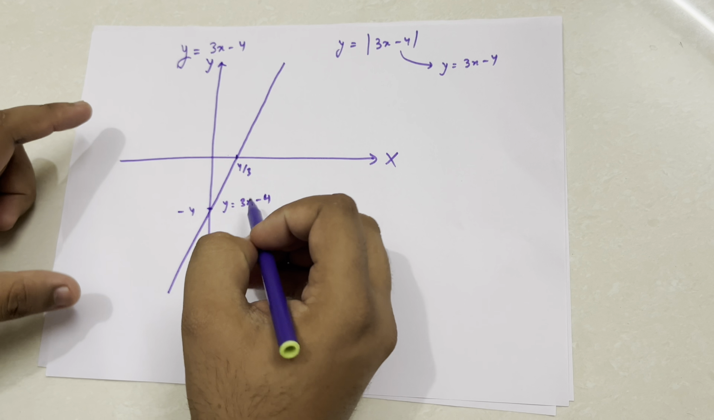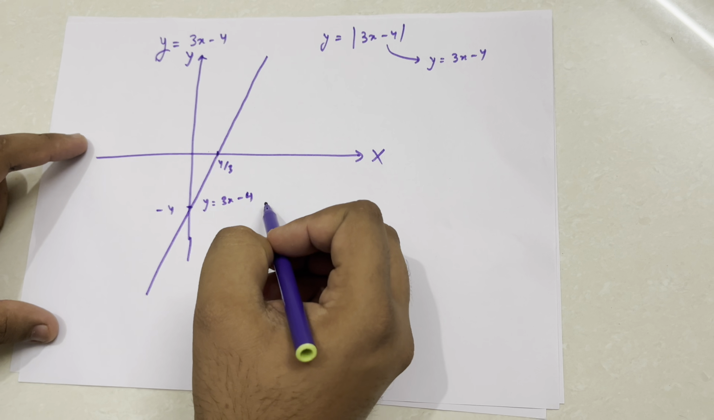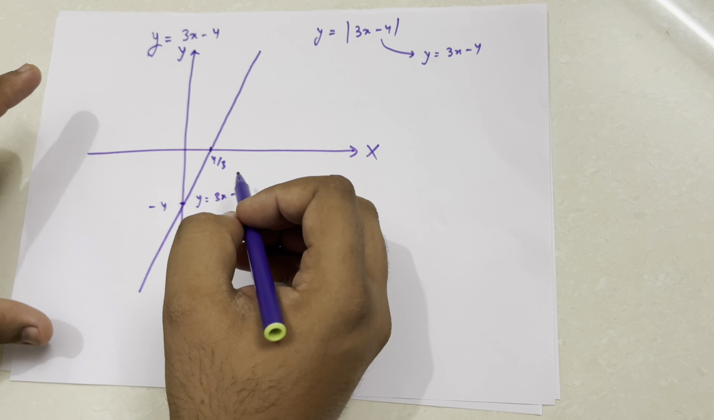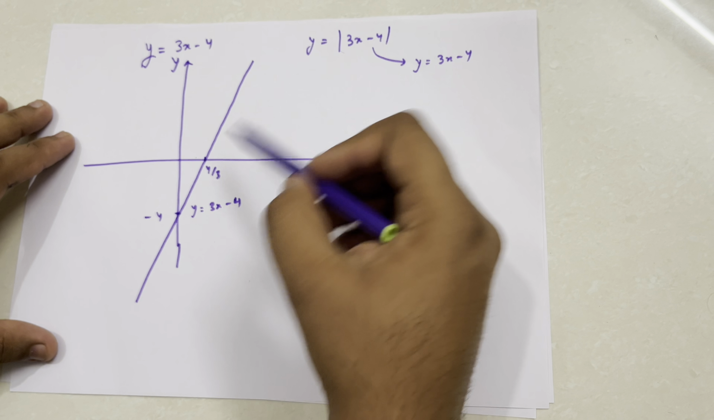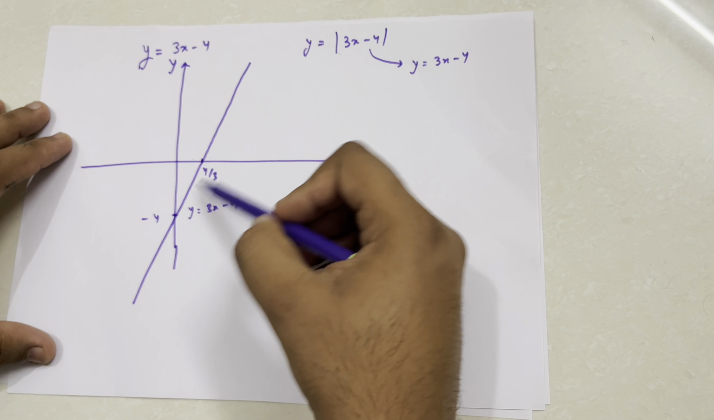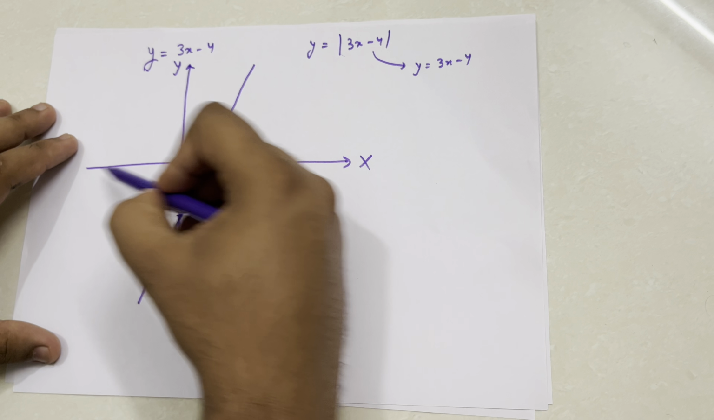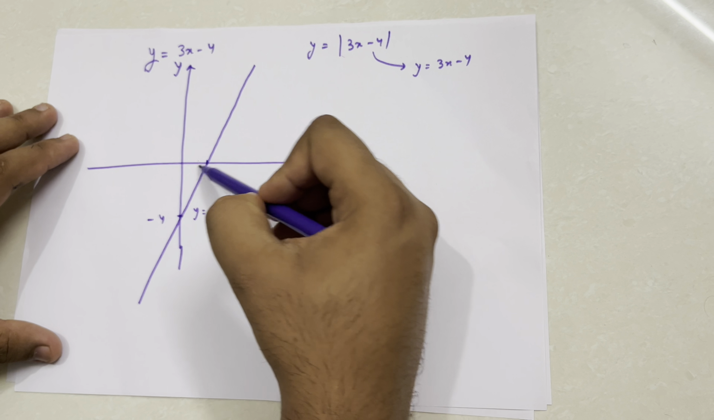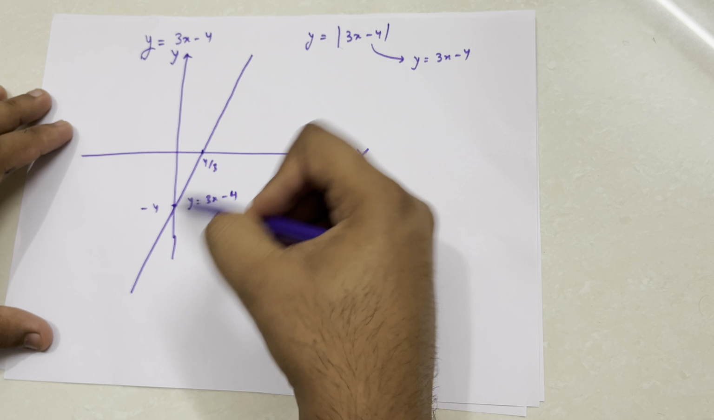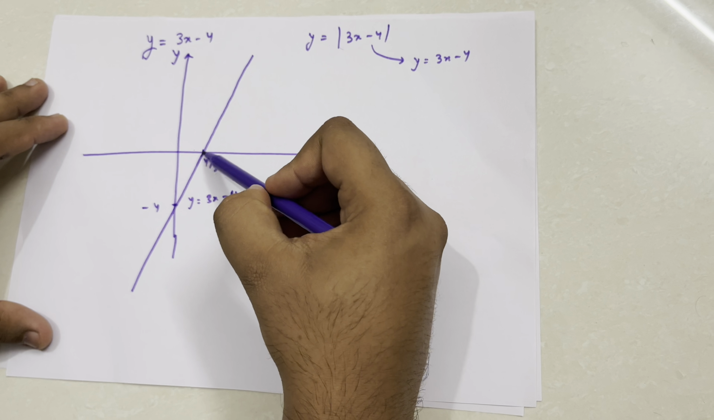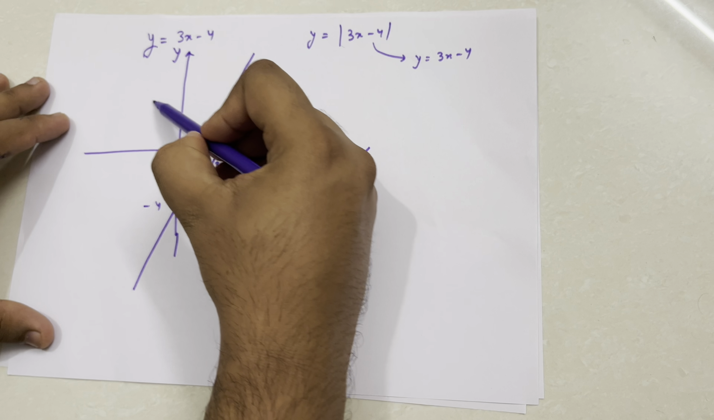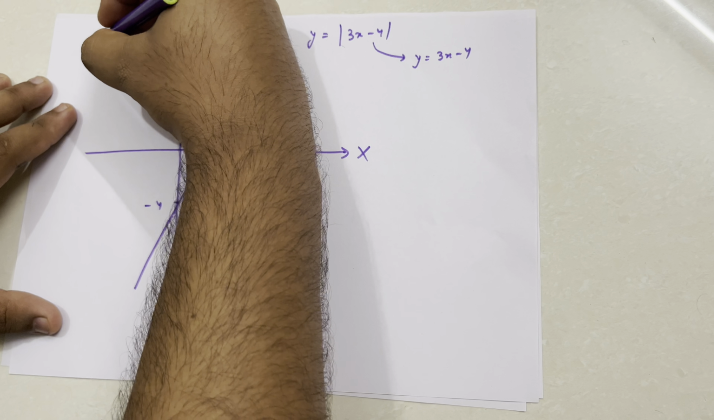So now we have to apply mod to this. So what will happen to the graph? You have to listen very carefully. When you apply mod to a function, no part of the graph will lie below the x-axis, and the x-axis will act as a mirror to the part which was below the x-axis. To illustrate this, this part will be a mirror image of this. So understand this.